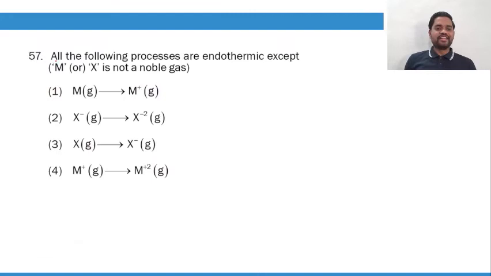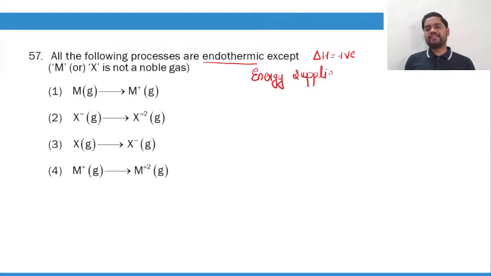Okay. Coming up onto the statement, all the following processes are endothermic. That means what? Delta H has to be positive. That means energy needs to be supplied. Okay. So I hope you must have inculcated this thing just by reading the statement. M or X is not a noble gas. That hint is already given. All the processes are endothermic except. So M gas gets converted to M positive ion. It is an ionization enthalpy and it will be positive.